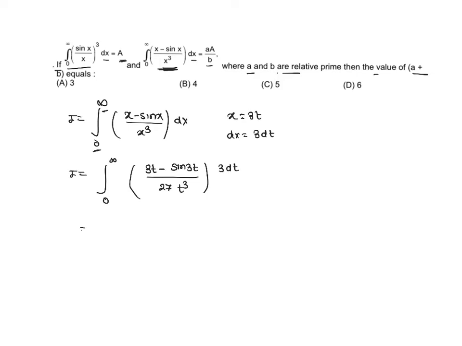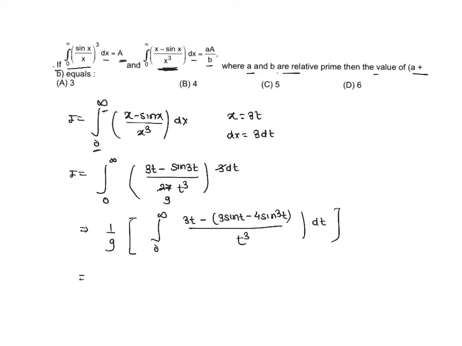So here this cancels and we get 9. So 1 by 9 we can take outside, and in the bracket, integral from 0 to infinity of (3t minus sin 3t), which we write as 3 sin t minus 4 sin cubed t, divided by t cubed dt. This equals 1 by 9 integral from 0 to infinity of 3 times (t minus sin t), minus minus becomes plus 4 sin cubed t, divided by t cubed dt.